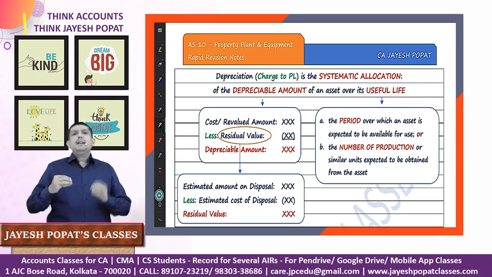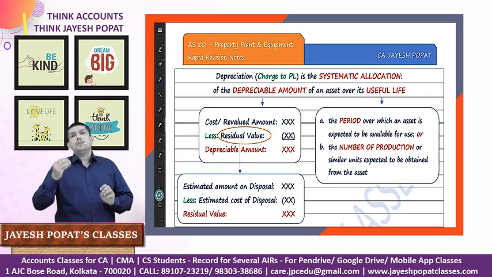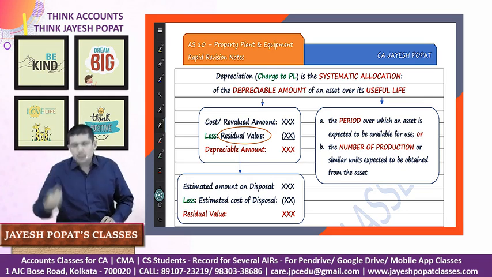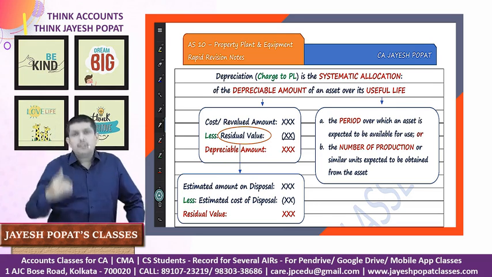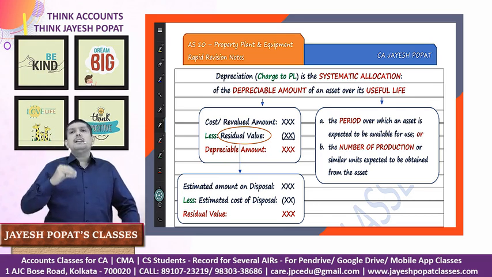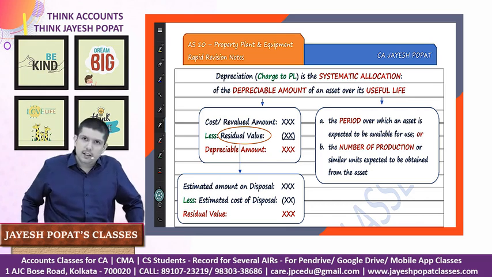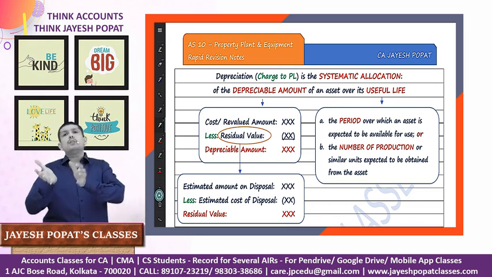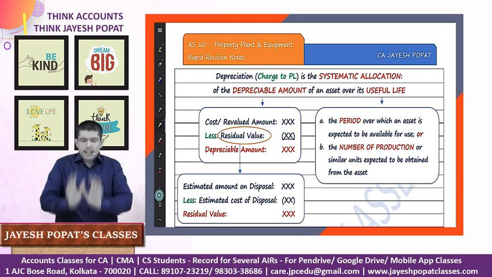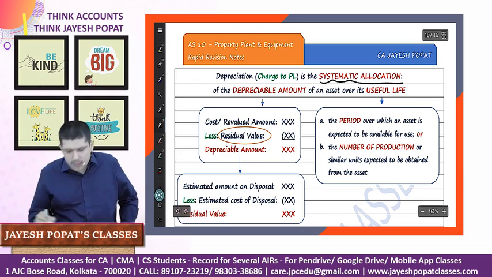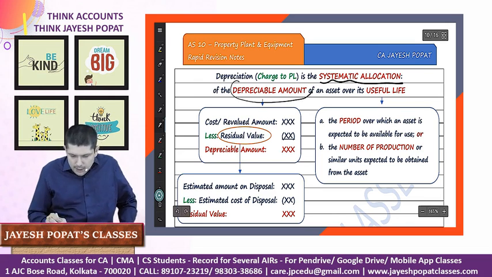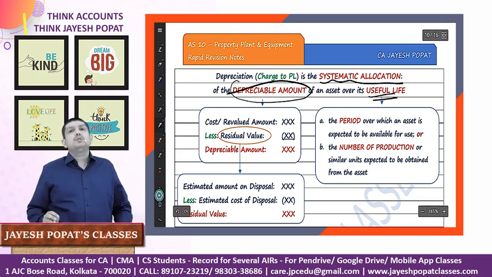So let's say I am buying a particular mobile phone for rupees 1 lakh, and I intend to use that mobile phone for a period of 5 years. Then 1 lakh divided by 5, 20,000, is the expense which I will charge off every year as depreciation, allocating the cost of the asset as an expense. So depreciation is what? Depreciation is a systematic allocation of the depreciable amount of an asset over its useful life.